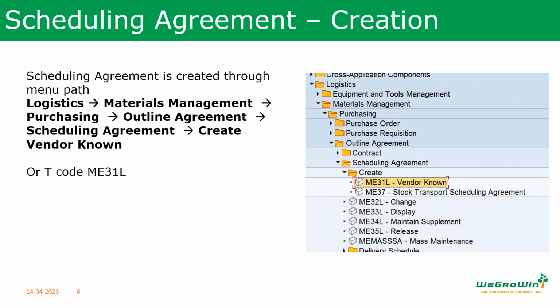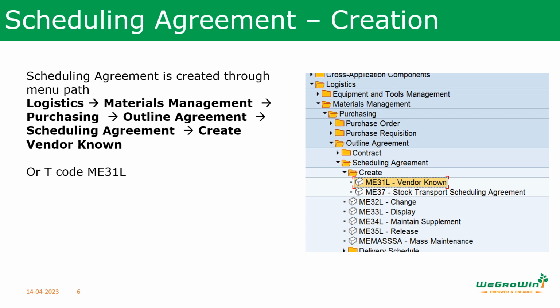While creating a scheduling agreement manually, the users have to enter some details which are required to create the scheduling agreement. To create the scheduling agreement, the menu path is shown here, or transaction ME31L is the transaction code to create it.